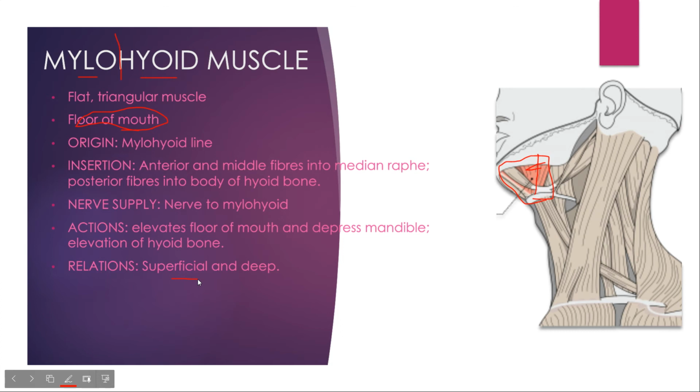Deep to the mylohyoid muscle are hyoglossus with its superficial relations and genioglossus with its superficial relations. These include styloglossus, lingual nerve, submandibular ganglion, deep part of the submandibular salivary gland, submandibular duct, hypoglossal nerve, along with the sublingual salivary gland, lingual nerve, submandibular duct, lingual artery, and the hypoglossal nerve. So these are deep to the mylohyoid muscle.